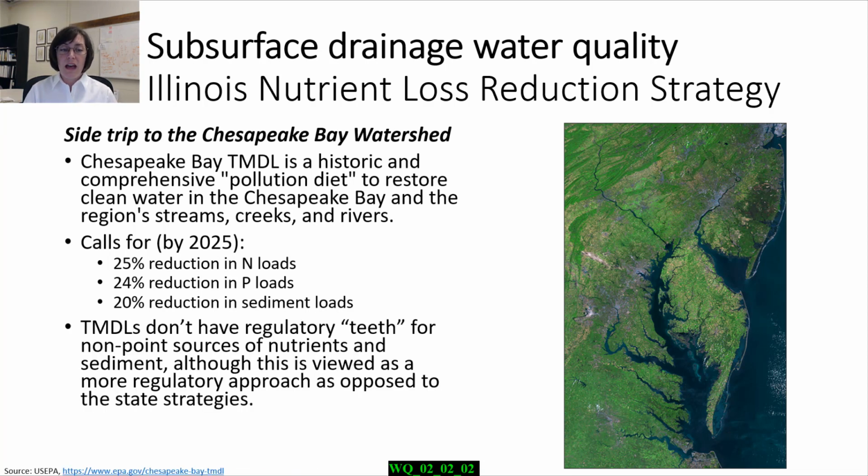I will note finally that TMDLs don't technically have regulatory teeth for non-point sources of nutrients and sediment, although setting a TMDL is viewed as much more of a regulatory approach than our state strategy. So bringing it back to Illinois, the approach of a TMDL is still definitely viewed as a more regulatory approach than the voluntary state strategy approach.